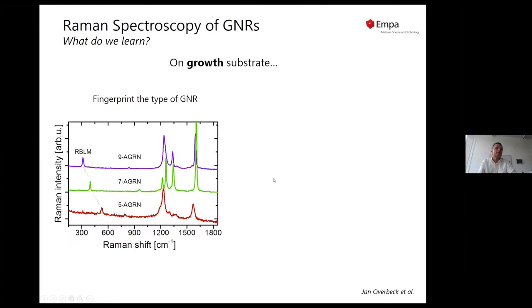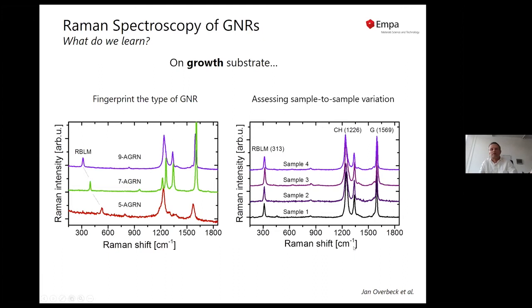What we can do, for instance, using this Raman spectroscopy here, on the growth substrate, as I show you in this spectrum, is first identify the type of graphene nanoribbons that you have. You see here Raman spectra for three different types of nanoribbons, 5, 7, and 9. By looking at this radial breathing-like mode, which obviously comes from carbon nanotubes, it's not a breathing mode like in the carbon nanotube here. It's simply a vibrational mode that is also going across the width of the system. So it's a radial breathing-like mode, at least this is the way people call it in the literature. So you see that we can identify the type of nanoribbon that we have. We can also assess sample-to-sample variation. For instance, here, four different types of devices are shown where we can just make sure that on the growth substrate, these nanoribbons are okay. This is the first step that we have to do.